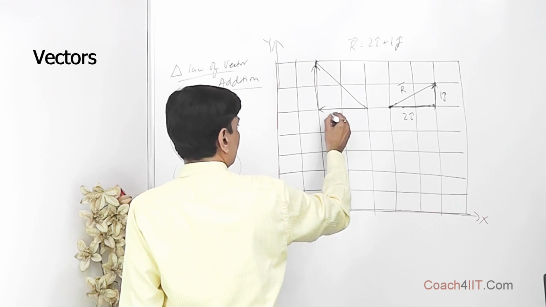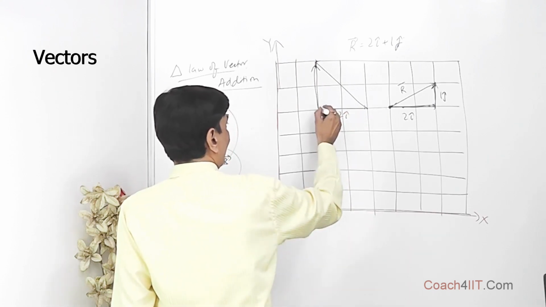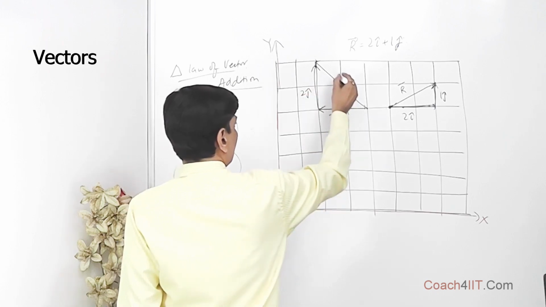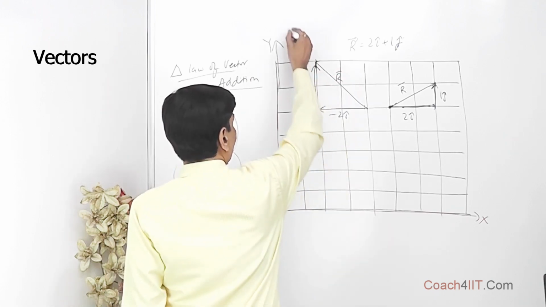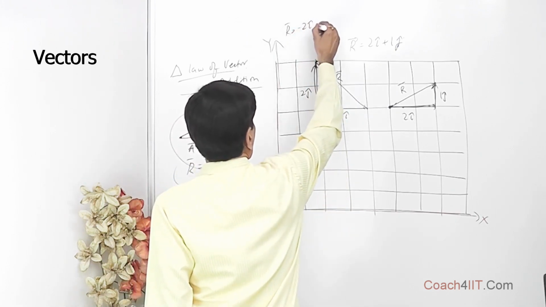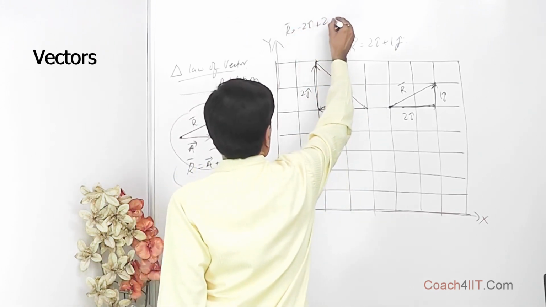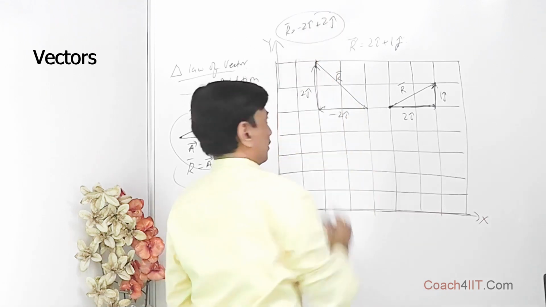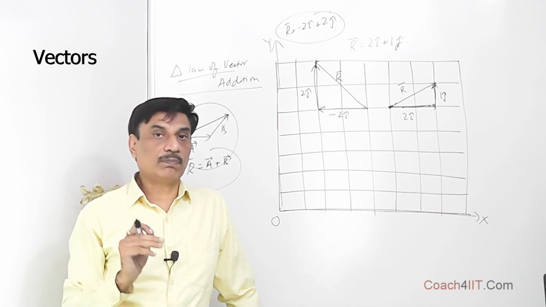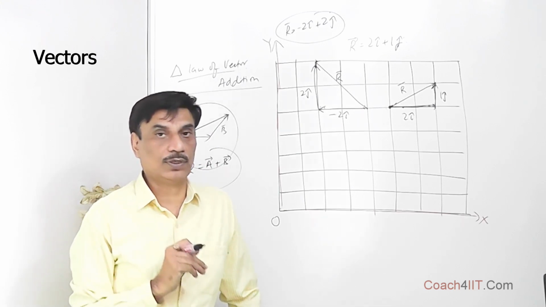So this is going to be minus 2i cap, and this, in the positive y-axis, is going to be 2j cap. So in this case, the resultant will be written as minus 2i cap plus 2j cap. This is how you are going to write it. So from here, you can take out both the things. You can take out the magnitude also, you can take out the direction also.